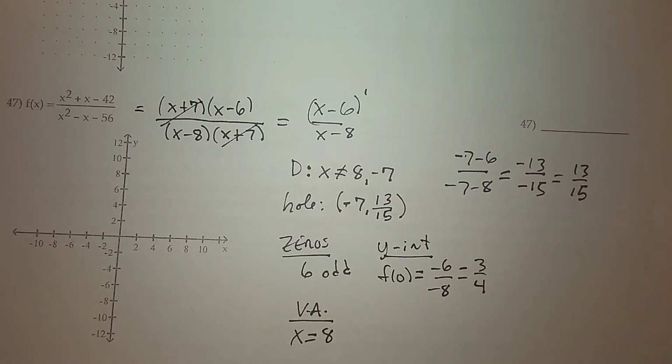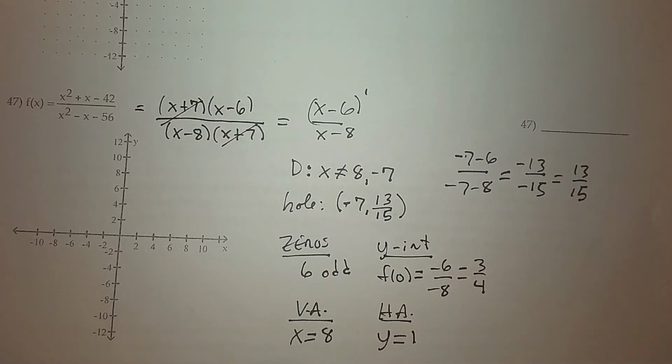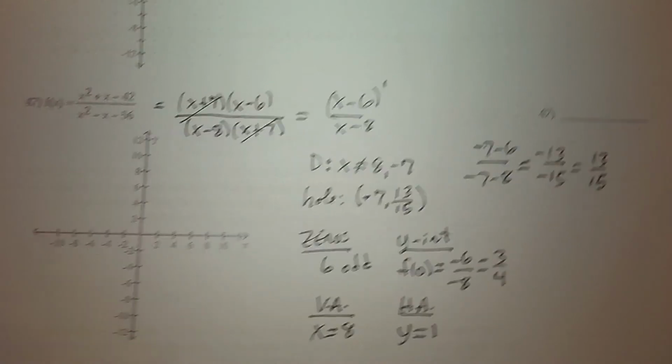Does this rational function have a horizontal or an oblique asymptote? Because the powers are even, right? And what is x divided by x? x divided by x is what answer? Now we're ready to graph this.